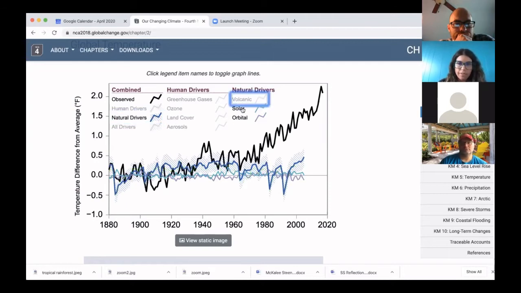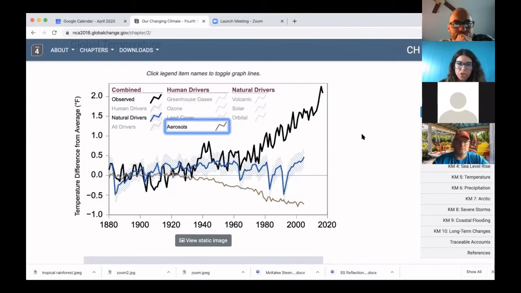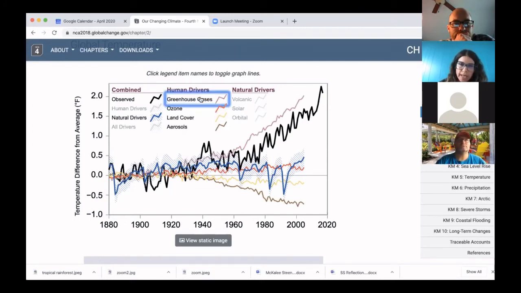and we can sort of click off each of these individually. So now we see the composite of all of the natural drivers. And then we can start to add the human drivers. We can look at things like aerosols, which will tend to contribute to global cooling. We can look at changes in land cover and ozone. And none of these so far have really helped us get this long-term upward trend that we start to see until we get to greenhouse gases.